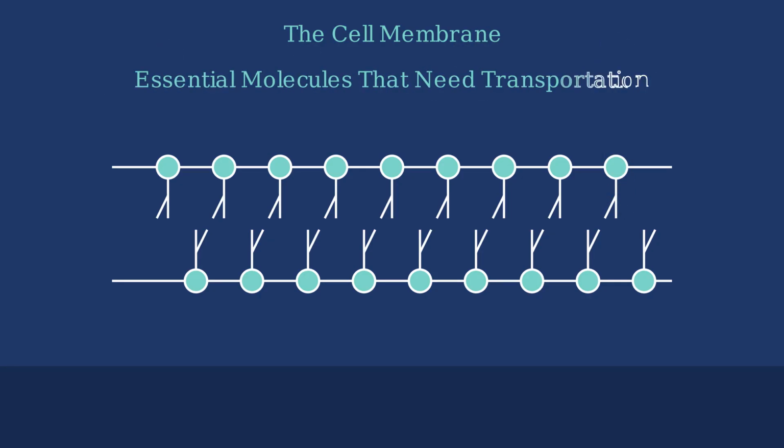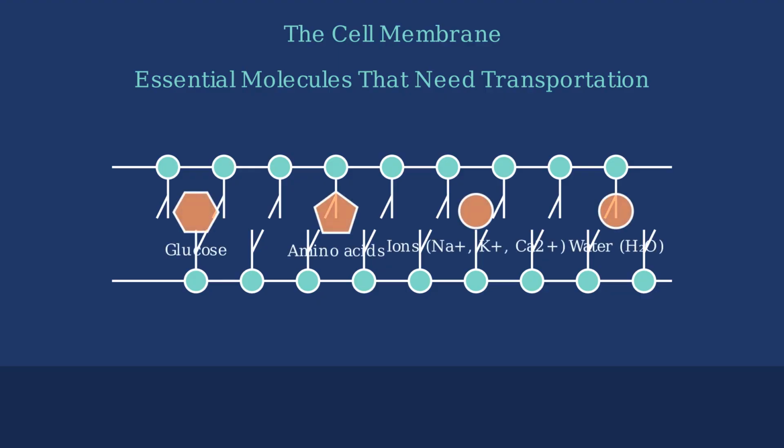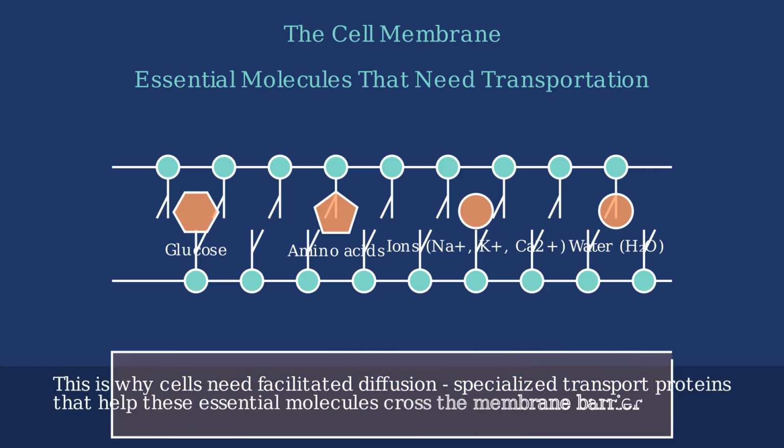Despite the membrane barrier, cells need to transport essential molecules like glucose, amino acids, and ions. This selective permeability creates the need for facilitated diffusion mechanisms, specialized transport proteins that help essential molecules cross the membrane barrier.